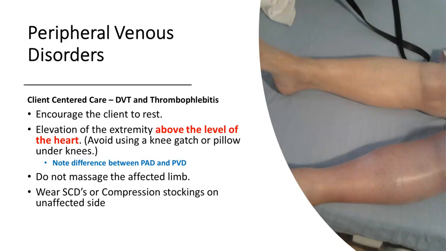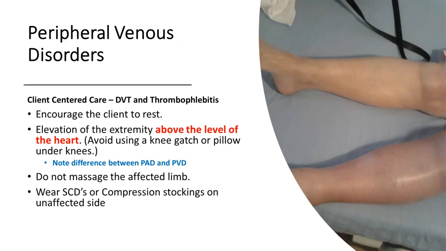But be careful. We don't want to use any knee gatch types of positioning, putting the pillow underneath the knee directly. You want to make sure that it's at the ankles because obviously this client is already experiencing some of the signs and symptoms of a DVT. This client here in the picture, it's on the left leg, but now we're going to be promoting the development of a DVT on the other side. So be careful with that. And again, with venous disorders, it's above the level of the heart. Arterial is below the level of the heart.